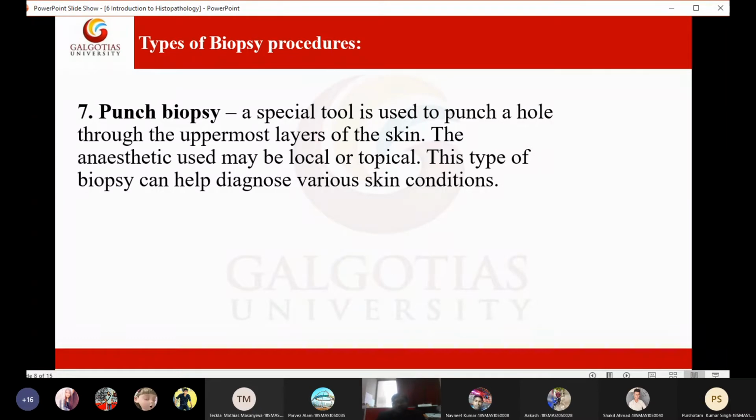Punch biopsy. The punch biopsy, punching something, you are going for the punch. You know, like a paper hole machine, punching holes in paper. That type of biopsy you can go for in the skin and collect the sample. A special tool is used to punch a hole through the uppermost layer of the skin. This technique we use only on the uppermost skin, not anywhere else. You can use it only on the superficial skin layer.